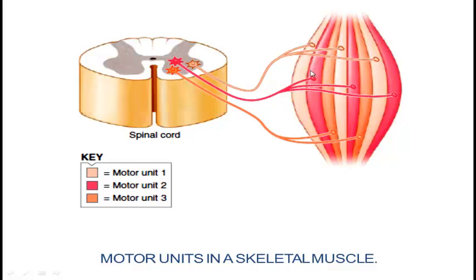For example, for a muscle that performs a fine movement, like the hand muscles that we use for writing, the number of fibers per motor unit is few. But for muscles which perform gross movement, like the muscles of the back, the number of fibers is multiple. So the number of fibers per motor unit depends on the type of muscle. Is it fine movement or coarse movement?